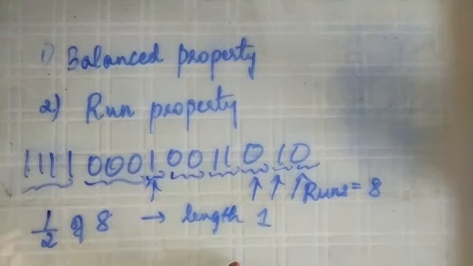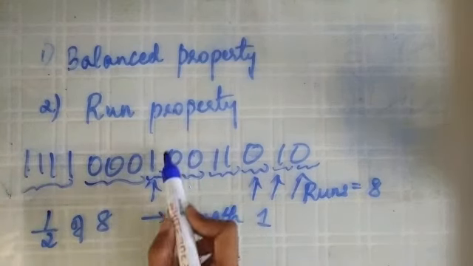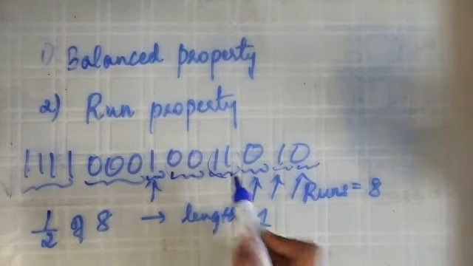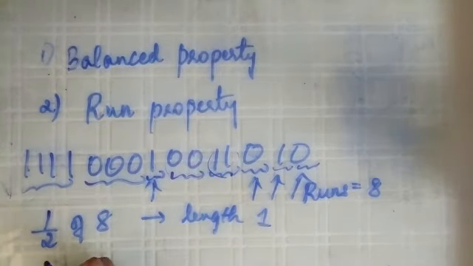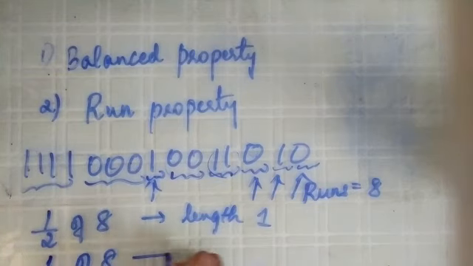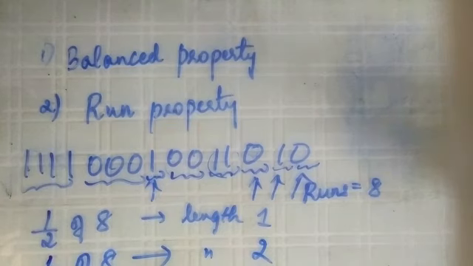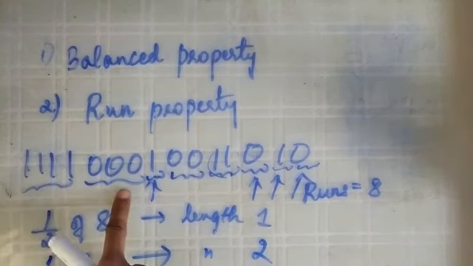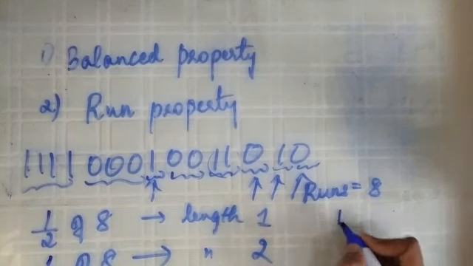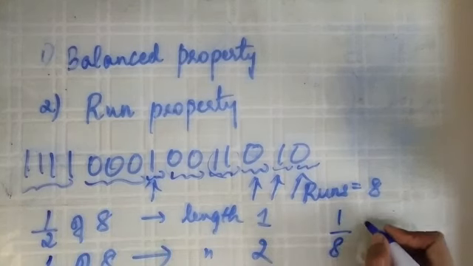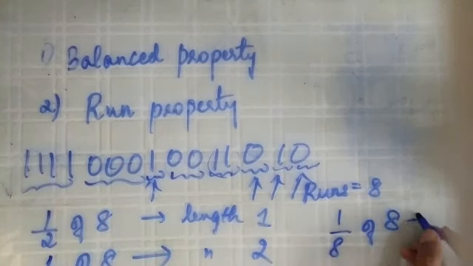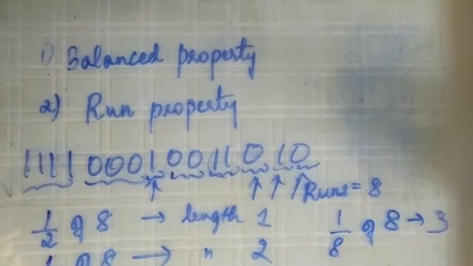1/4 are of length 2. If you check out length 2, this is a run with length 2, and this is also a run with length 2. You have 2, so 2 out of 8, which is nothing but 1/4 of 8, are of length 2. Now consider length 3. Just 1, which is nothing but 1/8 of 8, are of length 3, and so on. So this is the run property.